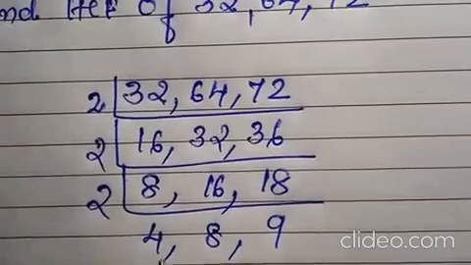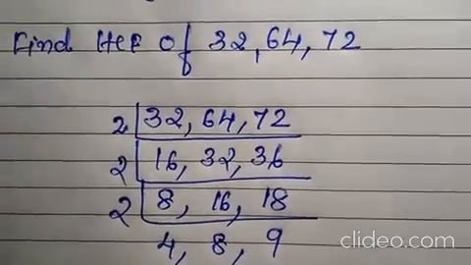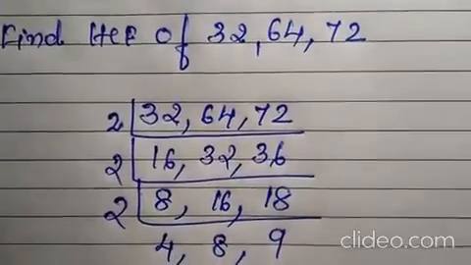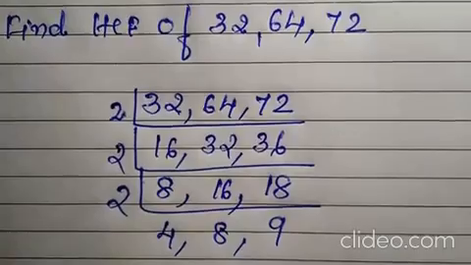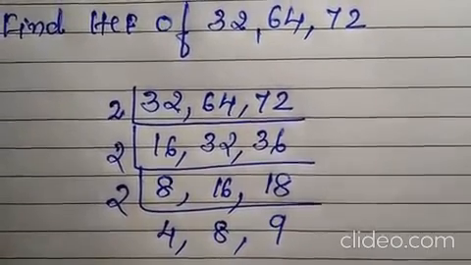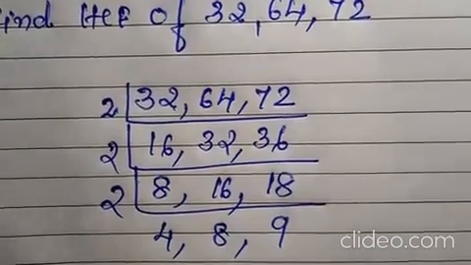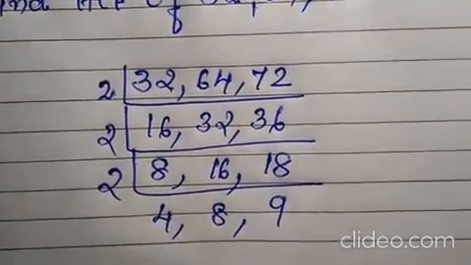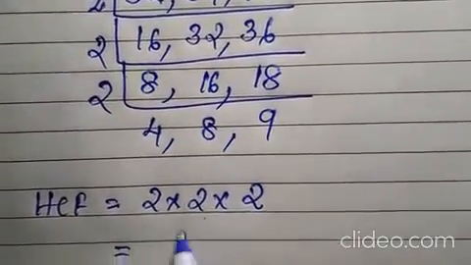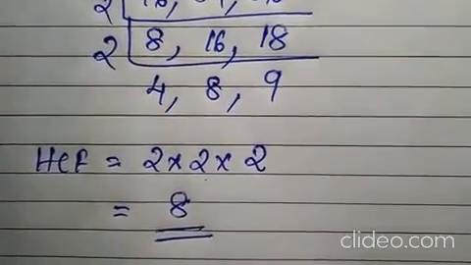Look here. Only 4 and 8 are divisible by 2, and 9 is not possible over here. So to find HCF you should stop over here, because we divide all the numbers by a common factor for all. Understood? For finding HCF, it is not possible over here to continue. Stop here and write HCF equals 2 into 2 into 2. That means 2 2s are 4 and 4 2s are 8. In this way, we are finding HCF by the short division method.